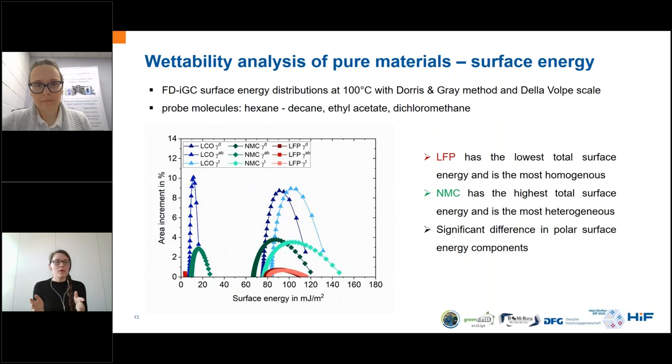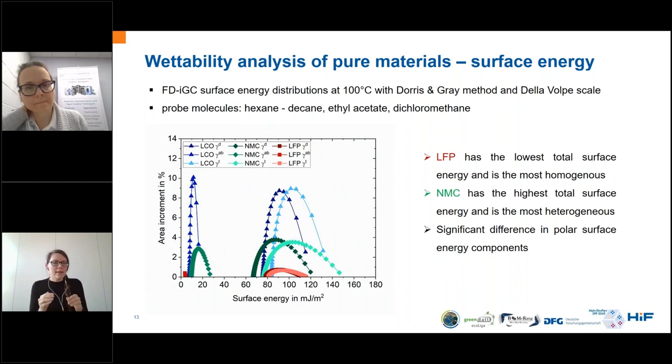So we have these distribution curves for the surface energy, for LCO in blue, NMC in green, and LFP in red. On the left, for the lower values, those are the polar parts. And on the middle right side, you can see the dispersive part and the total surface energies. What you can see here is that LFP in red has the lowest total surface energy, and it is the most homogeneous because it has the narrowest distribution, whereas NMC has a really wide distribution of surface energies and also the highest total surface energy, with roughly 150 millijoule per square meter.